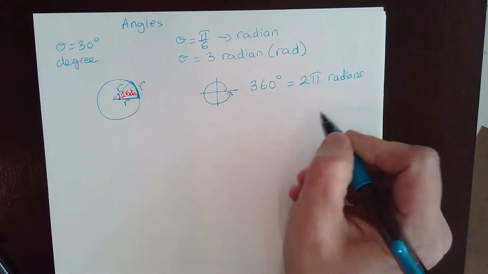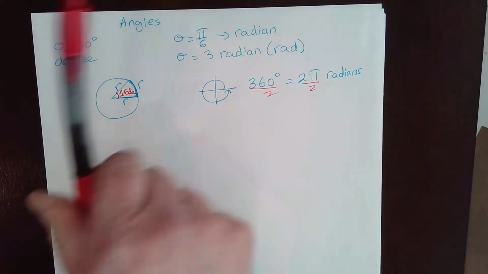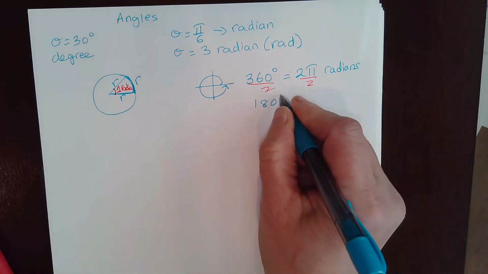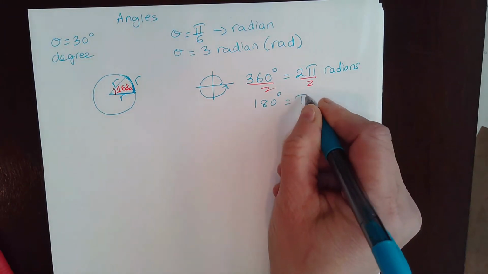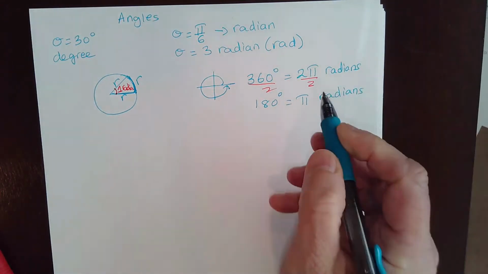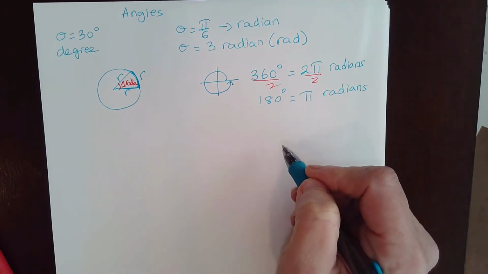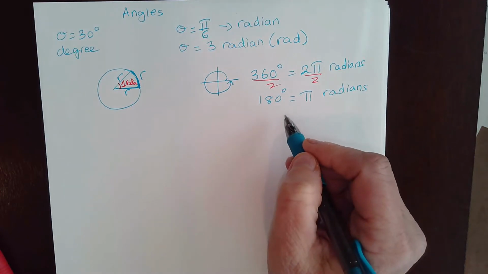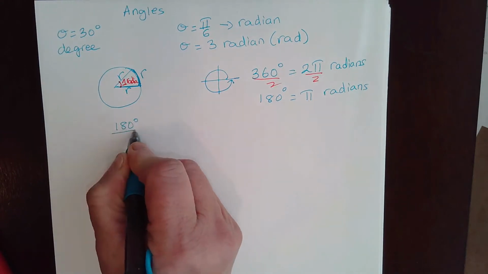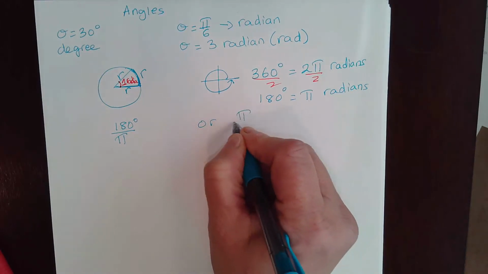Now, if you divide this by 2 on both sides, what are you going to have? 360 divided by 2, that's going to give us 180 degrees, and that's equal to pi radian. Now, you can use that as a way to convert from radian to degrees or degrees to radian. For example, you can use 180 over pi, or pi over 180.